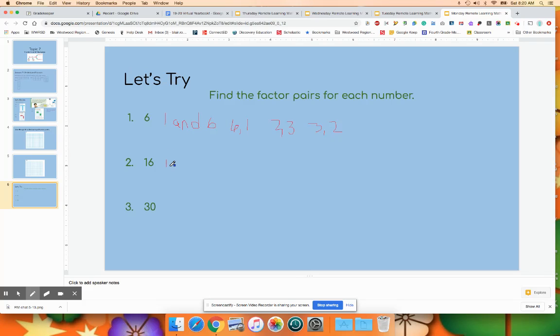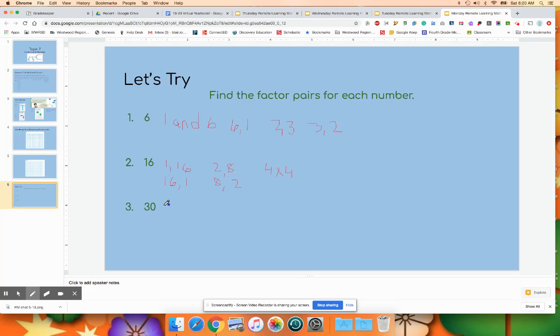16, it'd be 1 and 16. And then we'll flip it. It would be 16 and 1. 16 is an even number, so I know 2 is a factor. 2 and 8. And then 8 and 2. I'm just flipping it. And then 4 times 4. And you don't have to flip that because it would be the same thing, right? So those would be all of the factor pairs. How many, if I had to count them, would be 1, 2, 3, 4, 5 factor pairs.